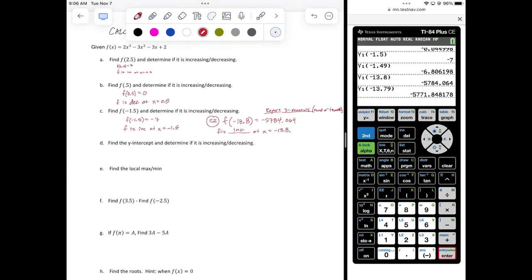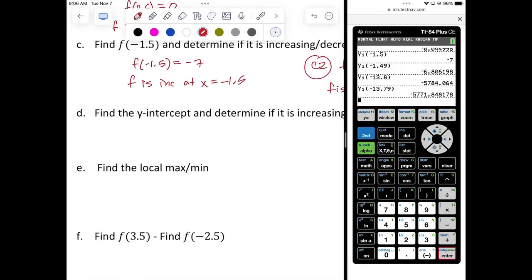Okay. Find the y-intercept and determine if it's increasing or decreasing. All right, how do I find the y-intercept? F of 0. So I show that. I put F of 0, and again, I'll go alpha trace, enter, parentheses, 0, and we get 2. Now to see if it's increasing or decreasing, we'll do alpha trace number 1, and then we'll plug in a value that's just to the right of 0, like 0.1.